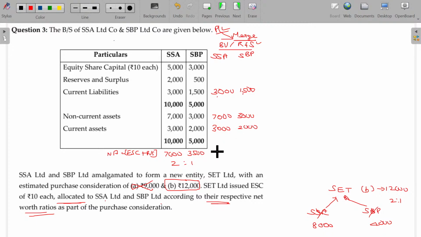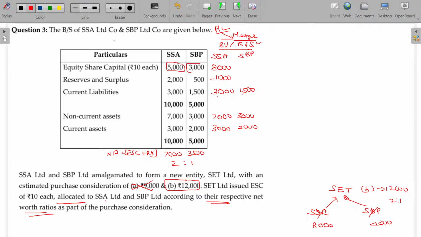Clear? Now the worth of SSA being 5,000 plus 2,000. First we will consider only equity share capital, 5,000. For the 5,000 we are offering 8,000 rupees. We offer how much excess? 3,000 excess. Any excess payment is a loss and will be adjusted only in the reserves and surplus, but reserves and surplus is not capable. If I subtract the 3,000 rupees from the 2,000 rupees, now the reserves and surplus is negative 1,000.